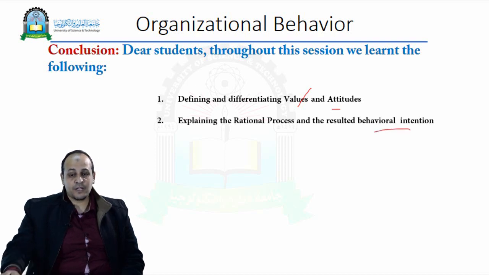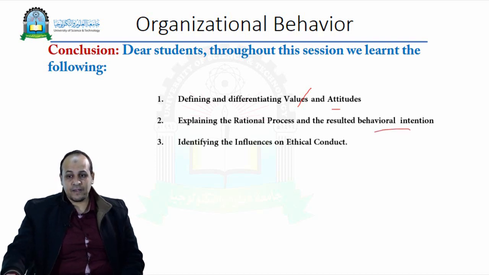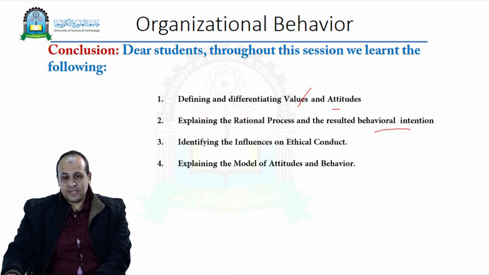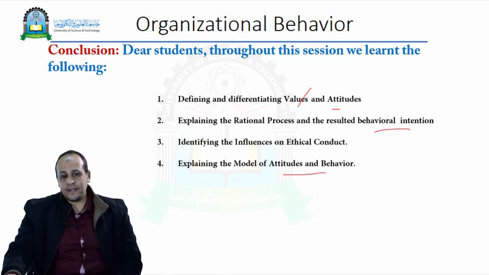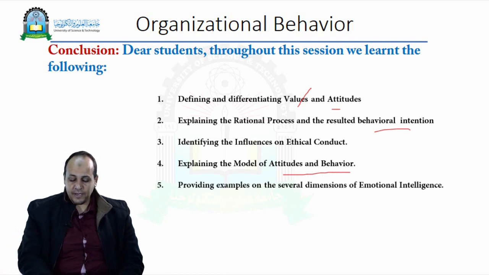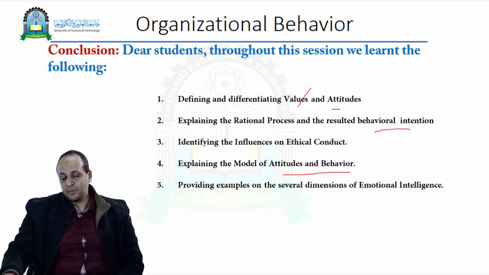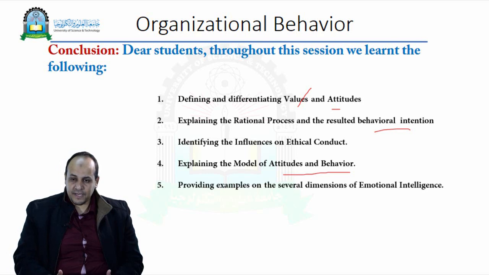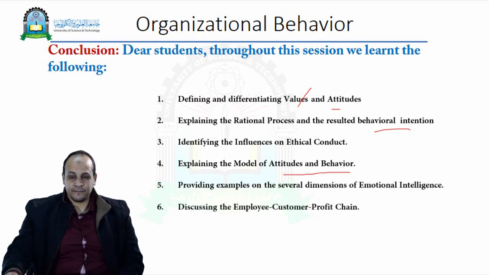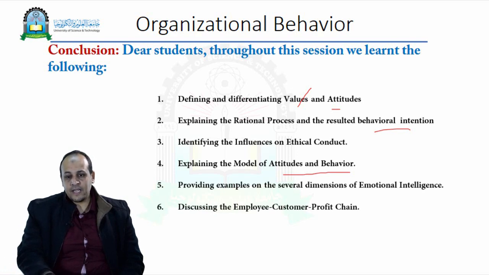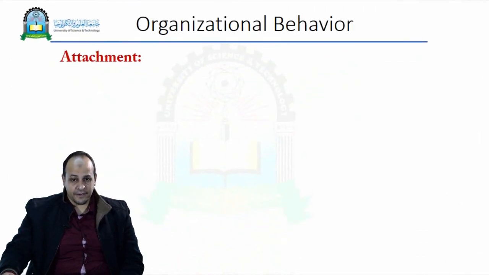Then we talked about the rational process and the resultant behavior intention. We also discussed the influences on ethical conduct. We explained the model of attitudes and behavior. And then we provided examples on the several dimensions of emotional intelligence, which is basically more about understanding yourself, the others, adapting, and communicating. And we discussed the employee customer profit chain.